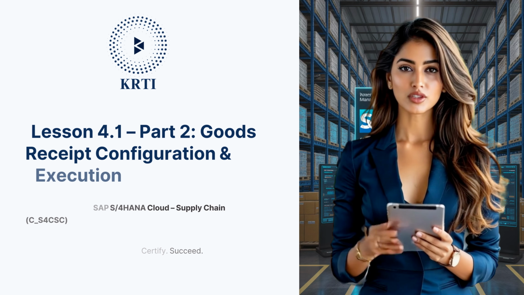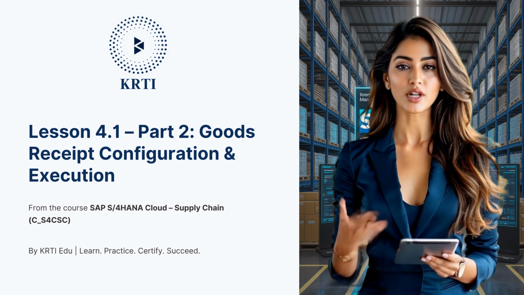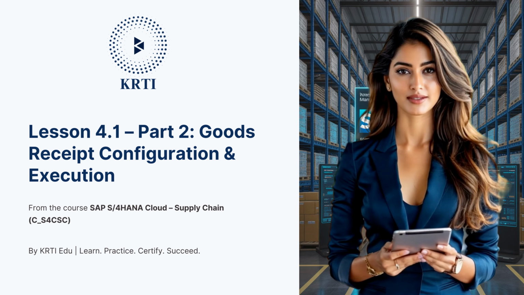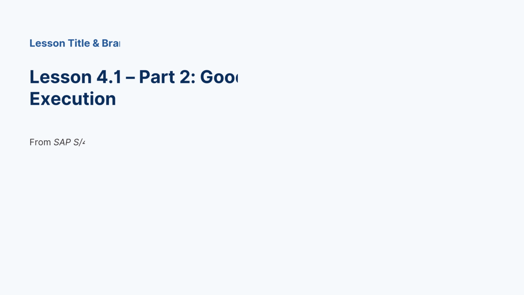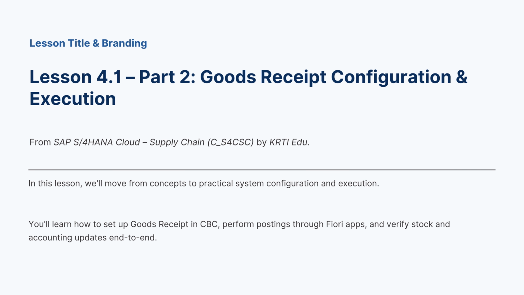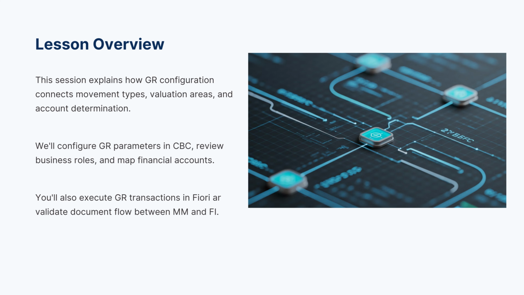Welcome to Lesson 4.1, Part 2, Goods Receipt Configuration and Execution from SAP S/4HANA Cloud Supply Chain CS4CSC by KRTI Edu. In this session, we move from theory to practice. You'll learn how to configure goods receipt in SAP Central Business Configuration, execute postings through Fiori, and validate integration with finance and warehouse processes. This lesson focuses on the configuration elements that control how goods receipts behave in S/4HANA Cloud.